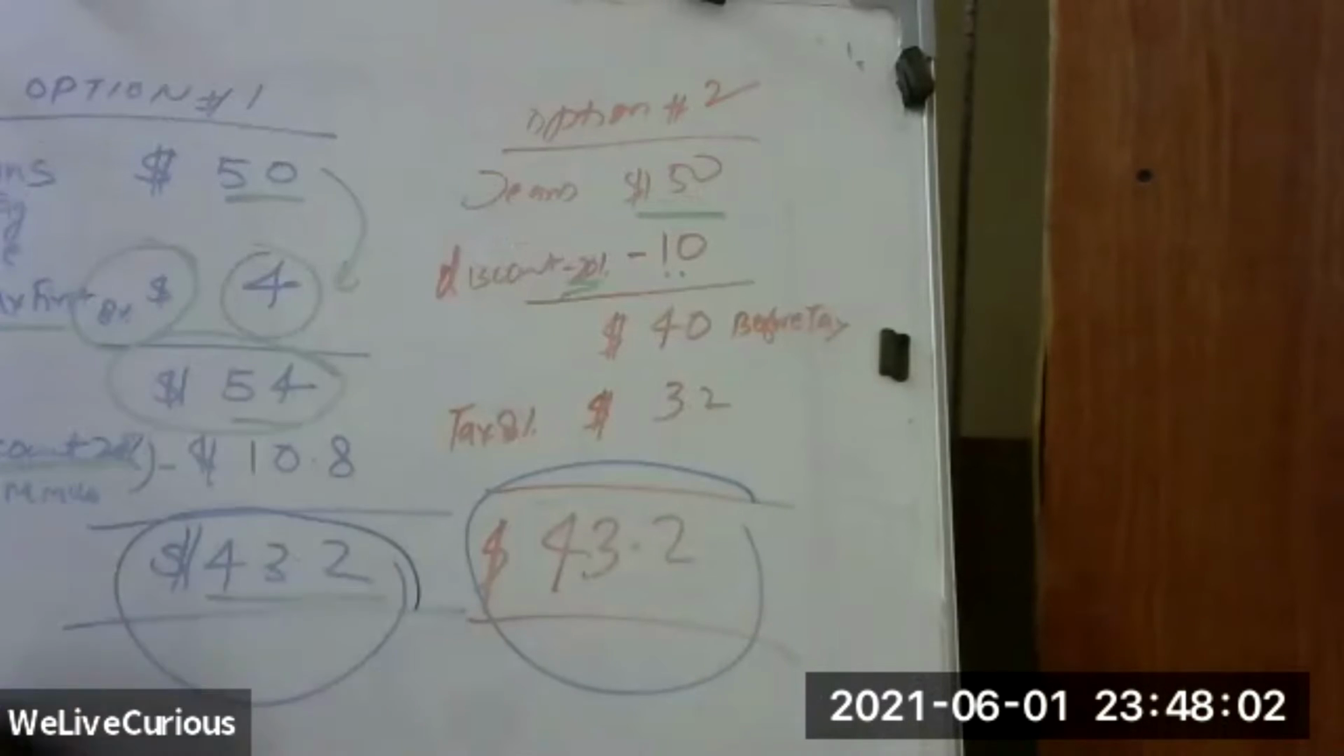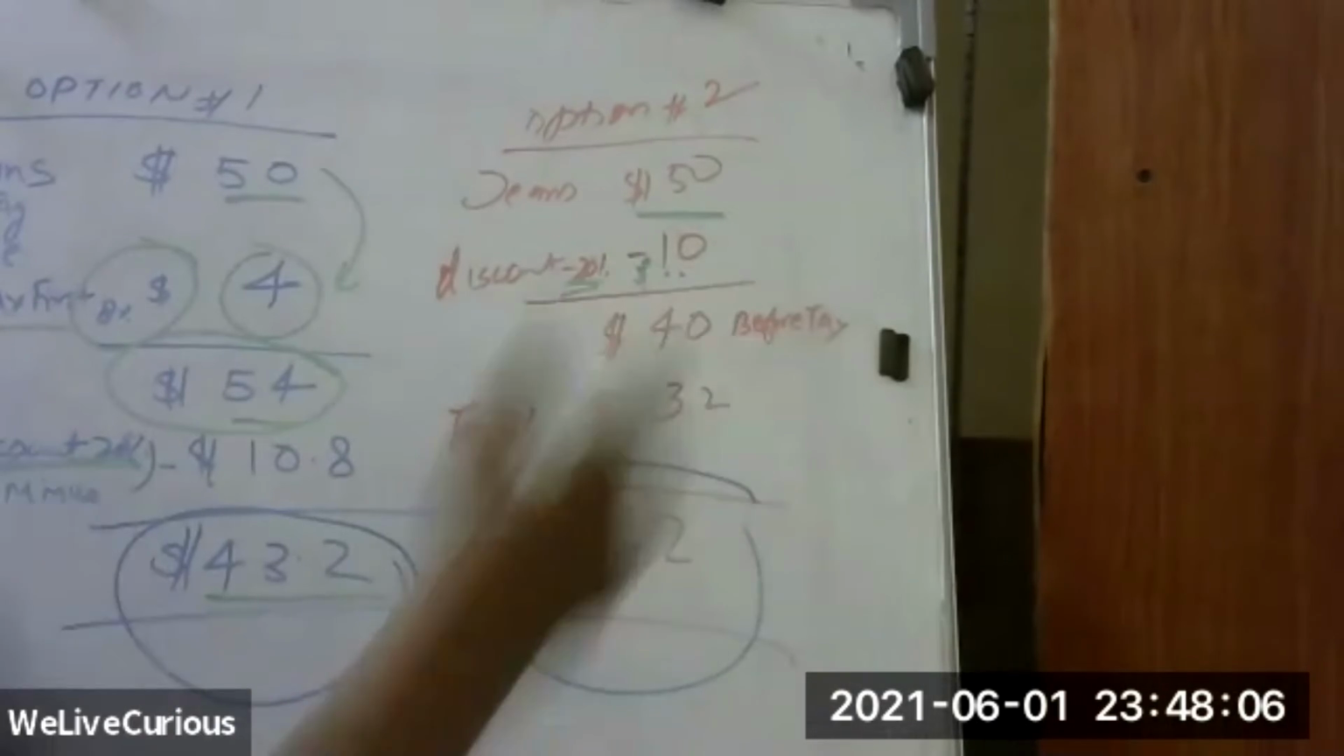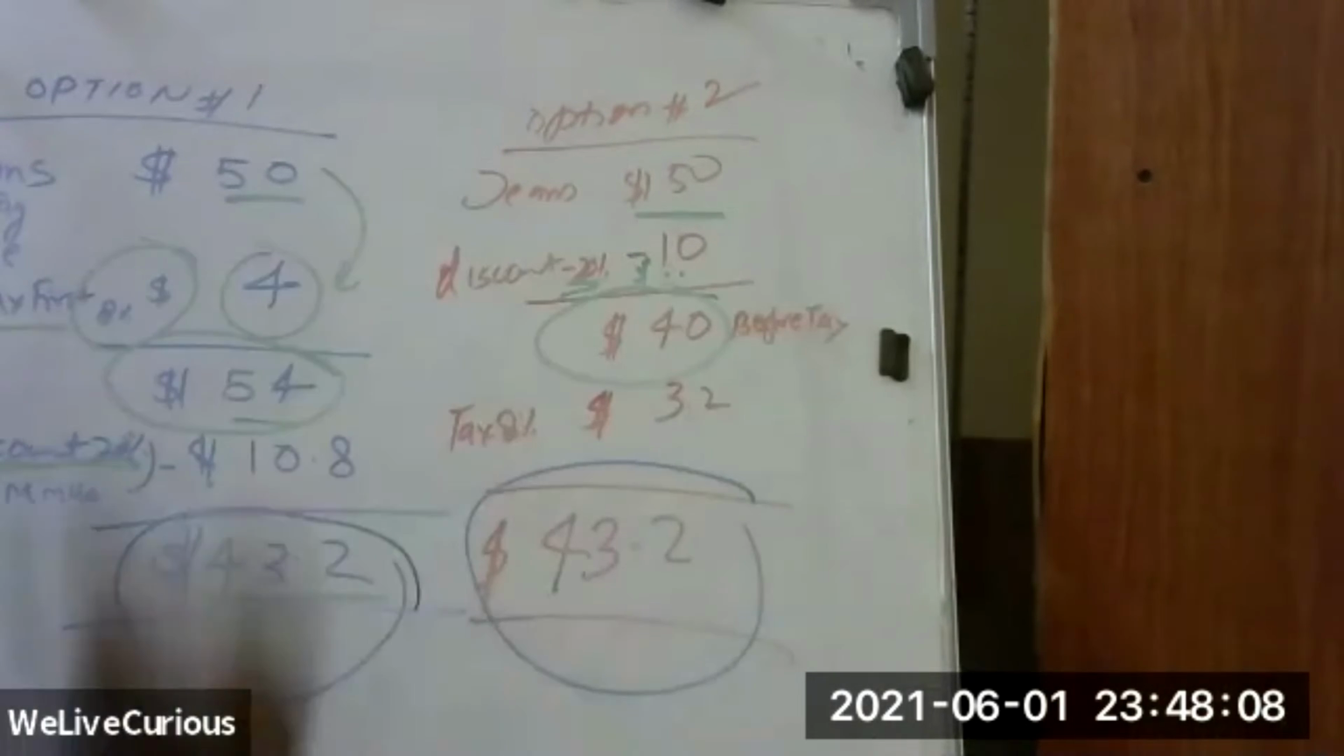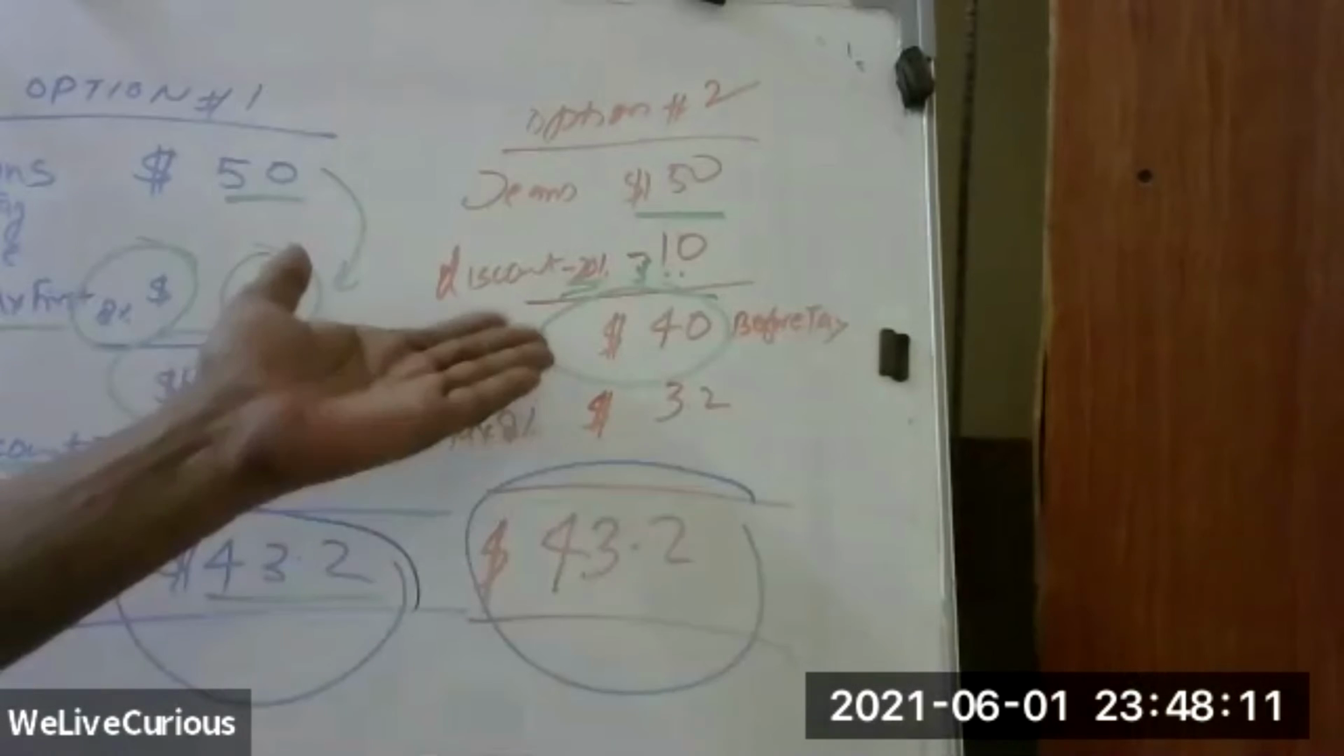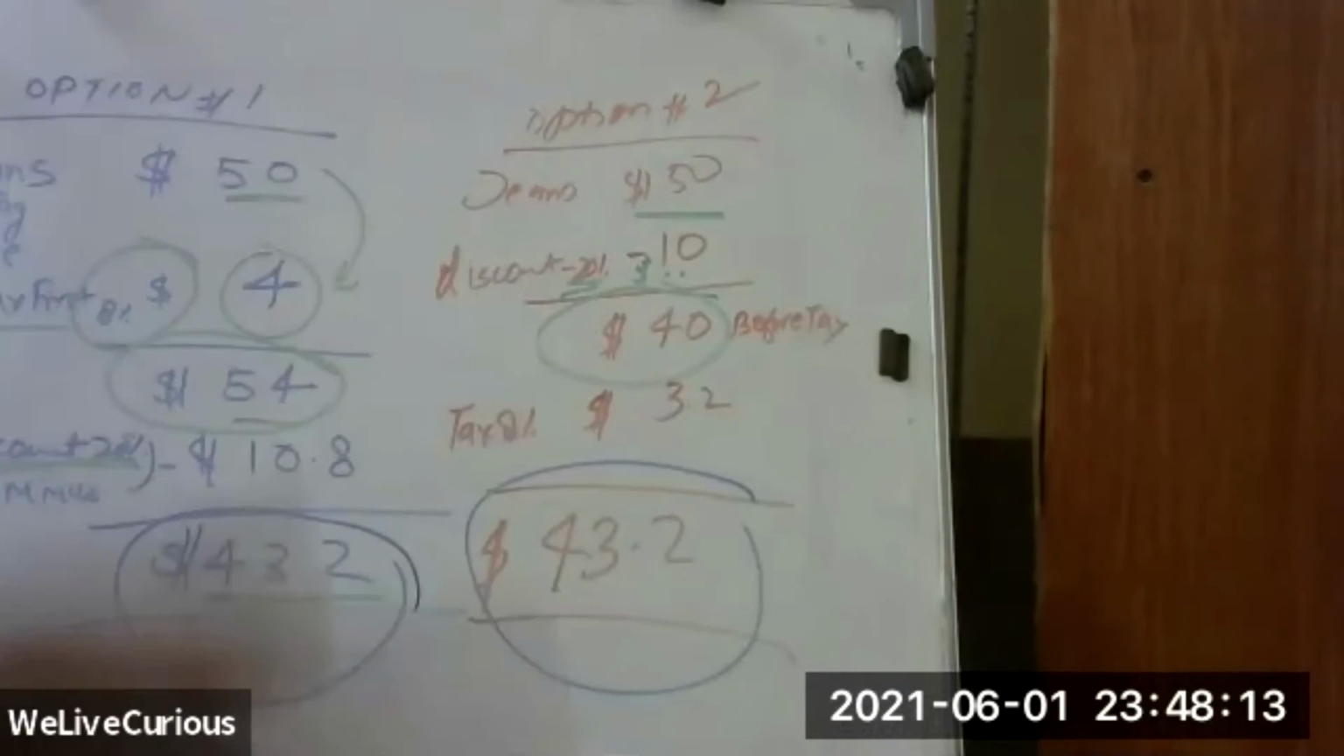10% of 50 is 5. Double it, 10. So the $10 is the discount I get, and I have to pay $40 here. $40 is the price of the jeans after discount. Now I pay the tax. I say, oh my goodness, I am very clever because I will be paying tax on less money.